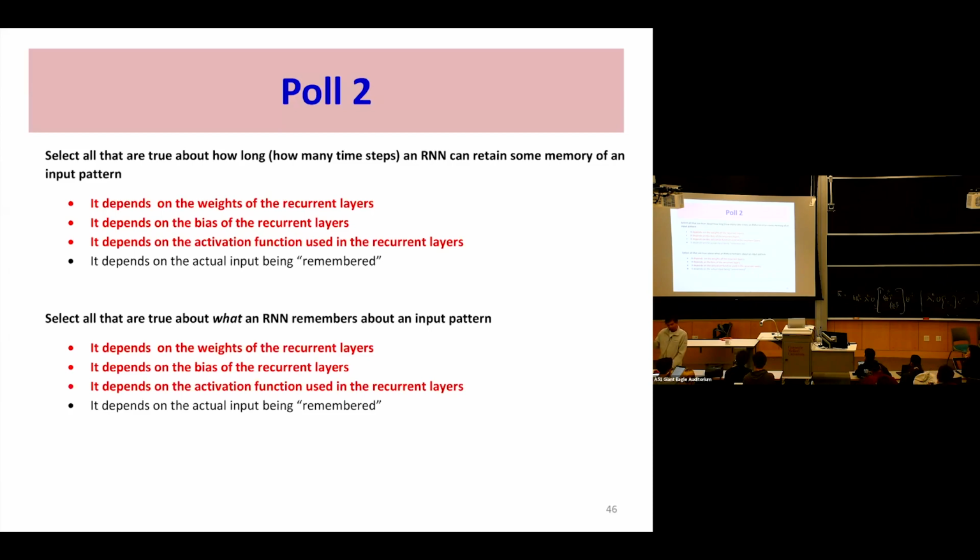And so we have this fatal flaw with recurrent neural networks as they're defined in their native form. They're very sensitive to the wrong thing. They're sensitive to everything except the pattern that you're trying to remember.